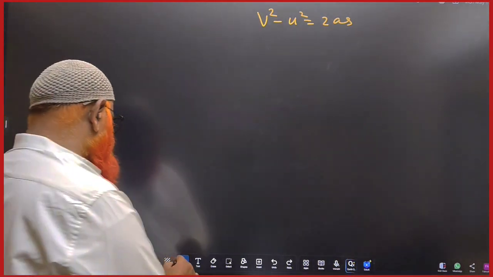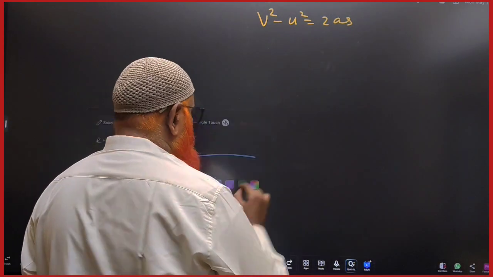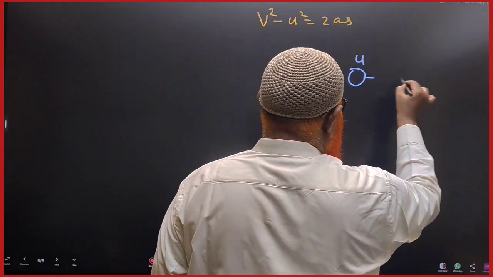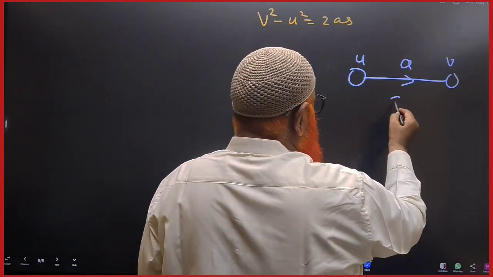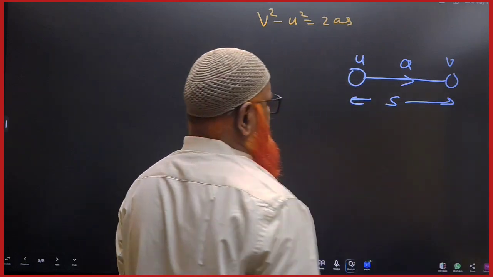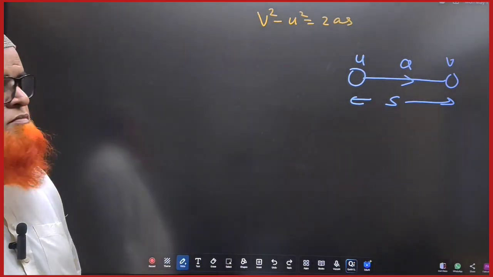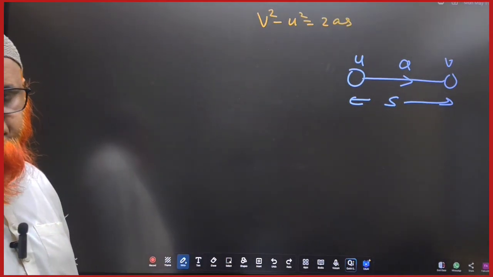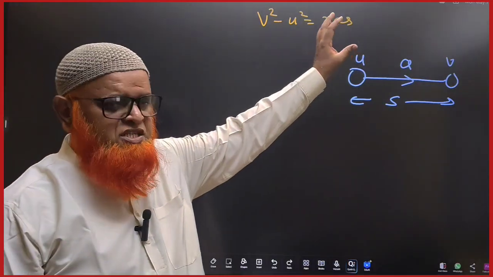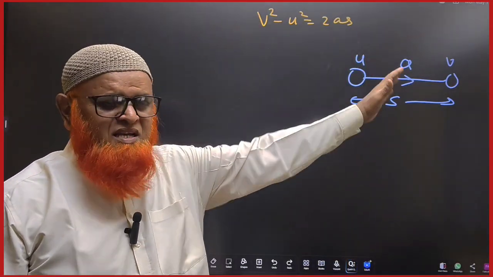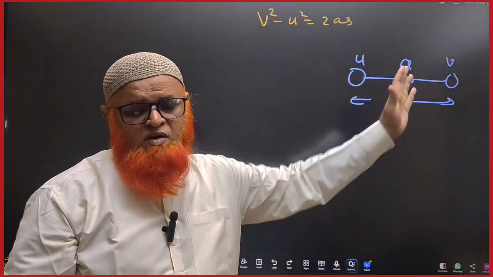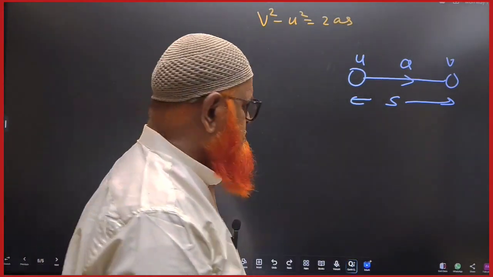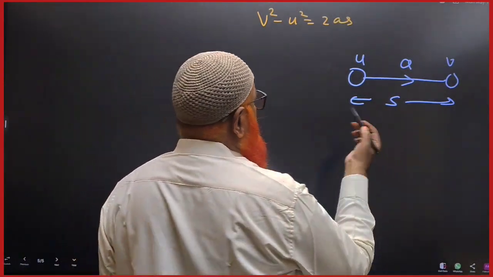So what is a situational derivation? Let us see here now. A body has a certain initial velocity, it has a certain final velocity, it is moving with a certain acceleration, and it has a displacement. Let us take the situation: your car has initial velocity u, it has an acceleration, slowly its speed is increasing, it reaches a final velocity v, and it has traveled a displacement.